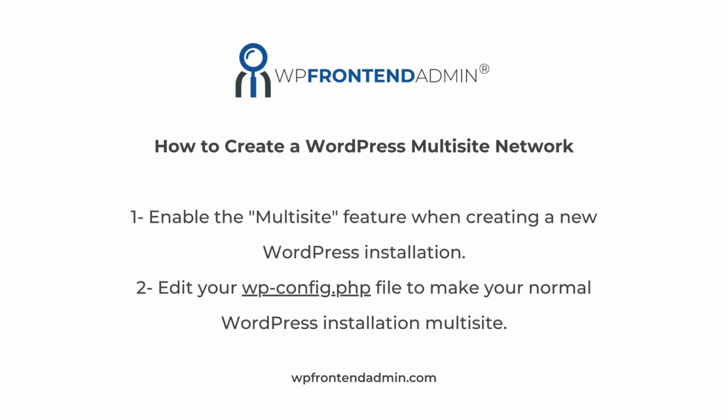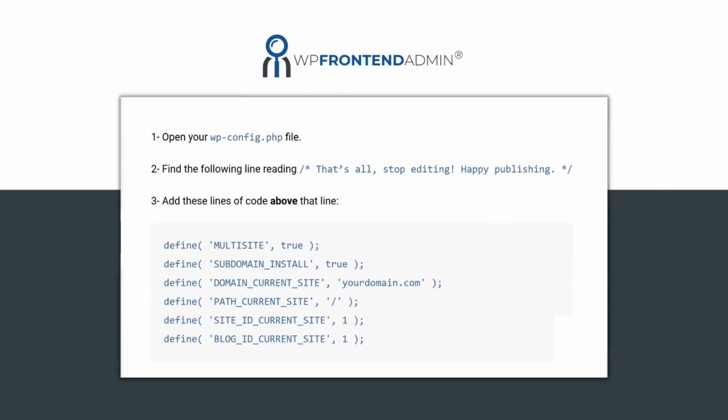The other option you have is to turn a normal WordPress installation into a WordPress multi-site network. For this, you need to locate your WordPress files and open your wp-config PHP file. Once you open the wp-config file, you need to find the line reading "That's all, stop editing, happy publishing." Now you need to add the lines of code you see in the screen, above that line. You can copy these lines of code from our text lesson by following the link in the description of this video.